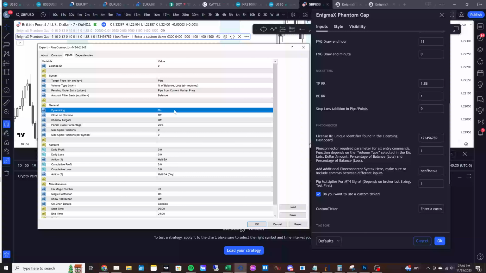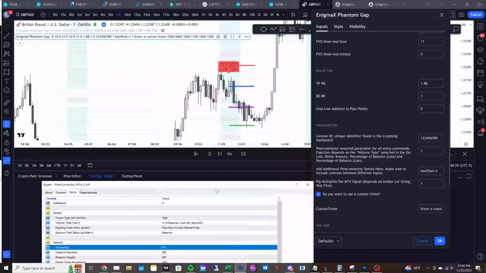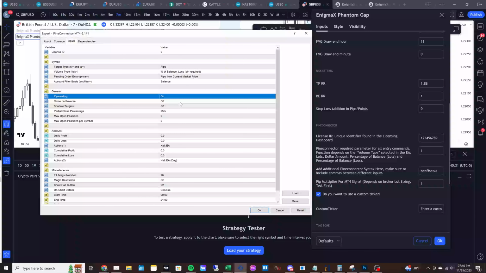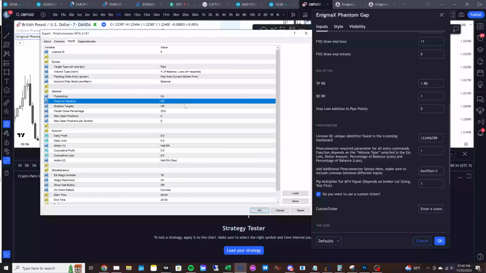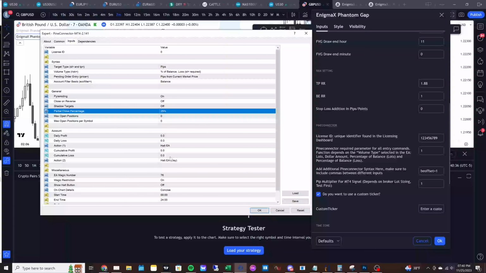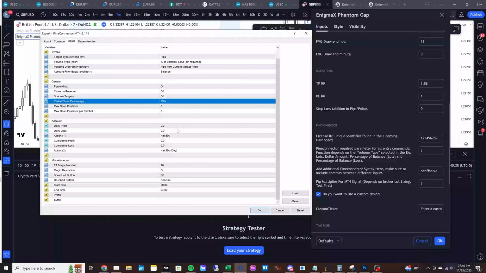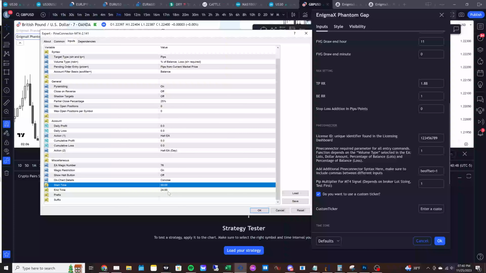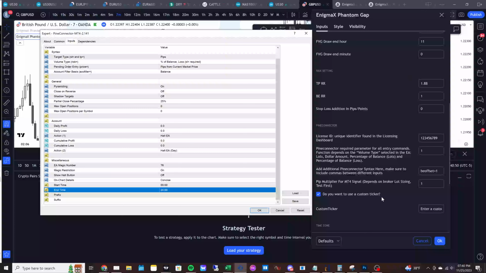Pyramiding is just if you want multiple trades instead of just one, or reverse trades, so a long and a short. The way this system works, it's only going to take one trade a day. Close on reverse, shadow targets, don't have to worry about those. You can set limits depending on what you're doing, but with this EA, you don't have to. And then just leave your start and end time 00 to 24, because the hours are handled by the algo.